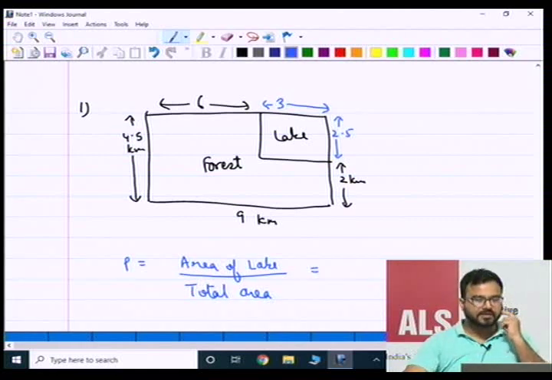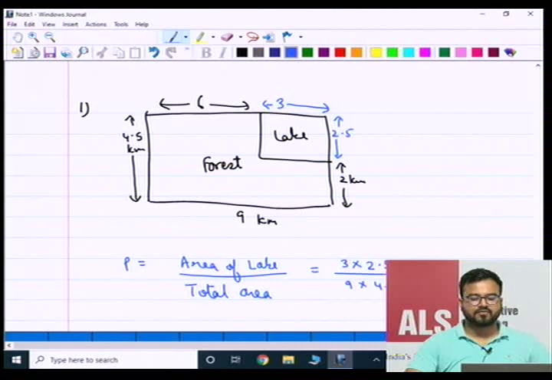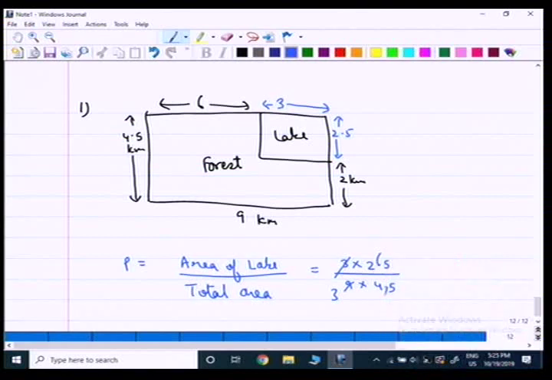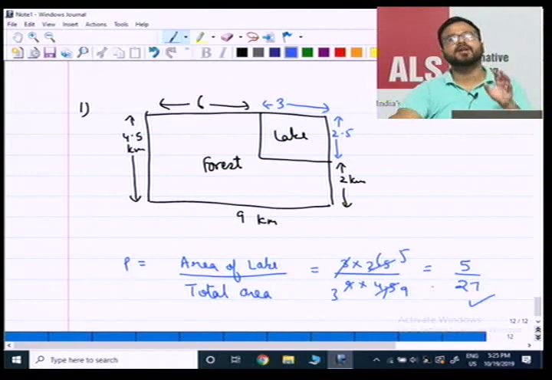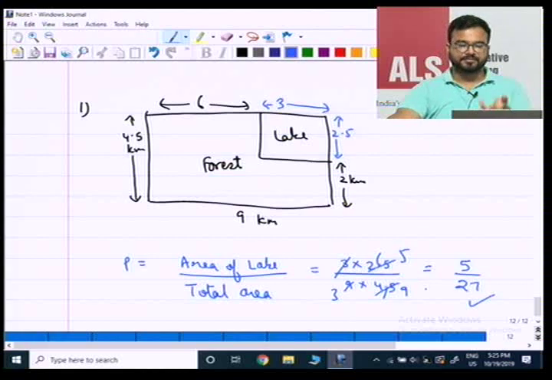So area of lake, yes, CC4, your answer is right. Area of lake, length into breadth. So 3 into 2.5 divided by total area, which is 9 into 4.5. So this will get cancelled out 3 times, and we can cancel out 5 times, 5 9 times. So 5 by 27, that is the probability. Basically we are just finding the measure, or you can say the area, of the favorable region divided by the area of the total region.